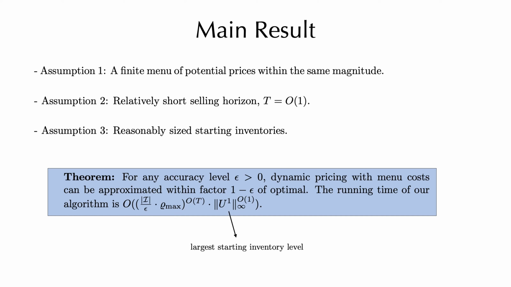And this is the largest starting inventory level. So this can't be something like 2 to the n. It has to be polynomial in the number of products, for example.